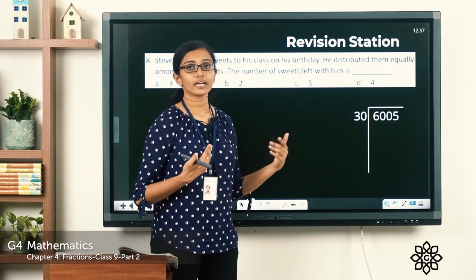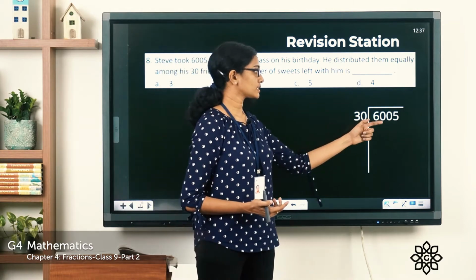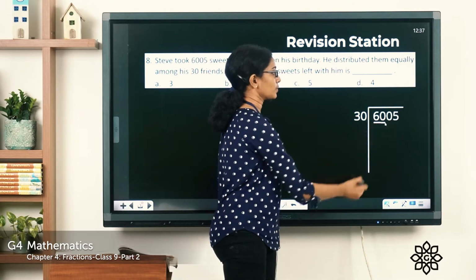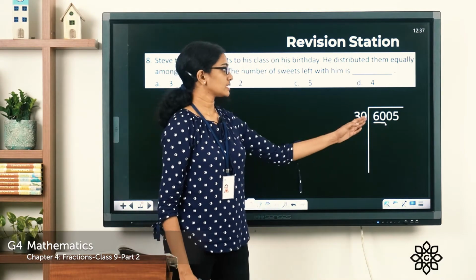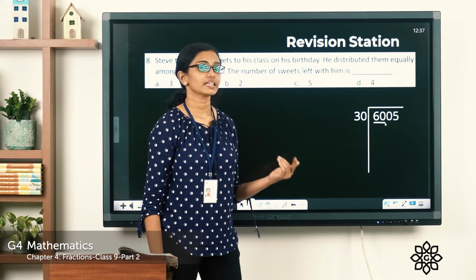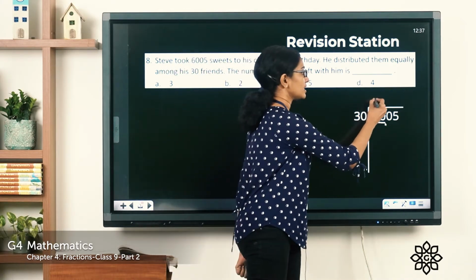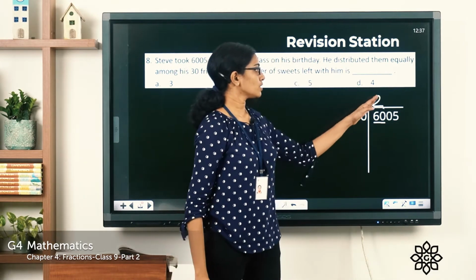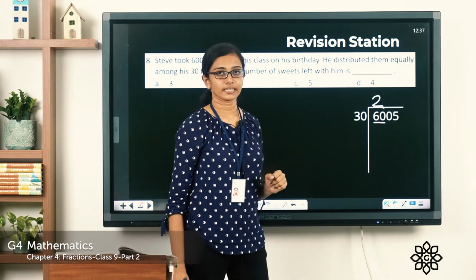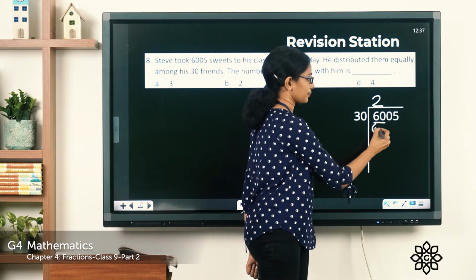Since we are dividing with a 2-digit number, let's consider the first 2 digits of the dividend, which is 60. Now 60 divided by 30. How many 30s will go in 60? 3 ones are 30, 3 twos are 60. So let's write 2 here. Now multiply 2 by this 30. 2 into 30 is equal to 60.